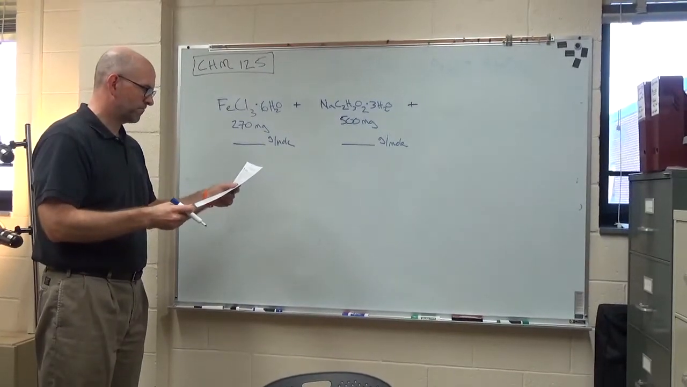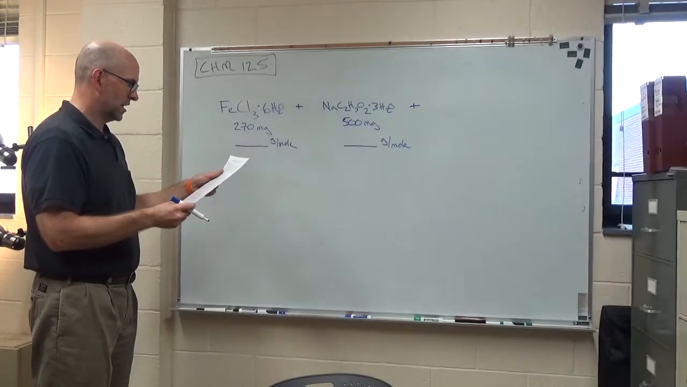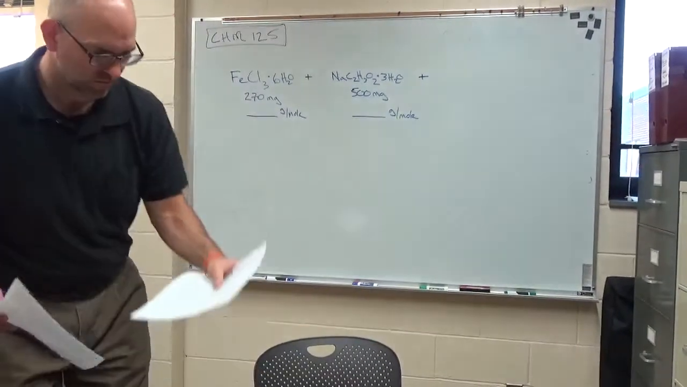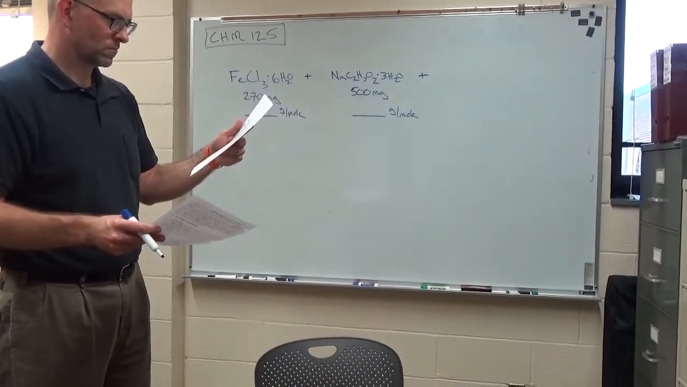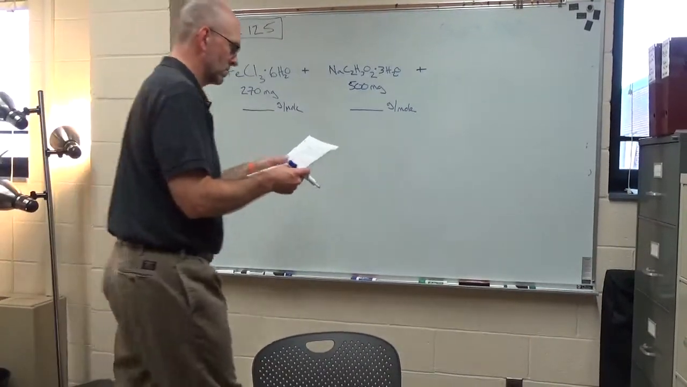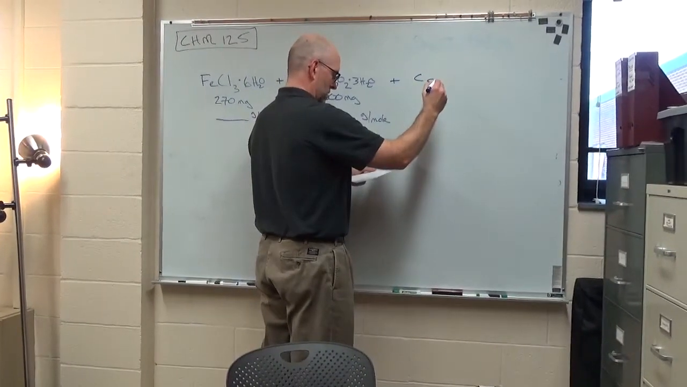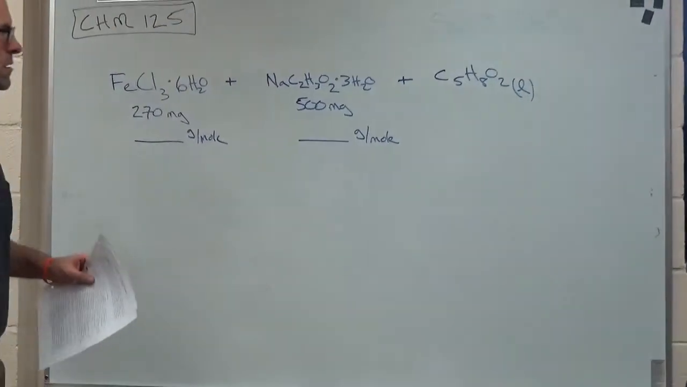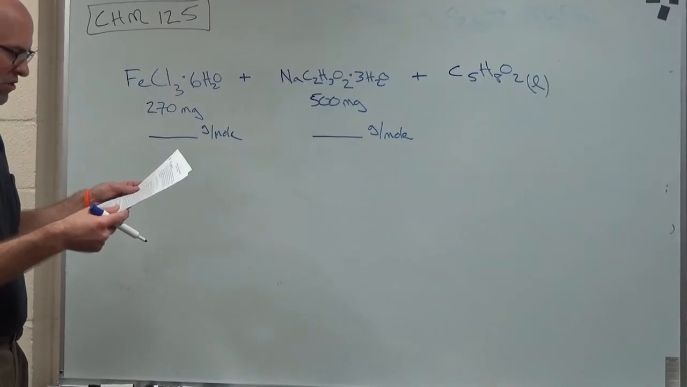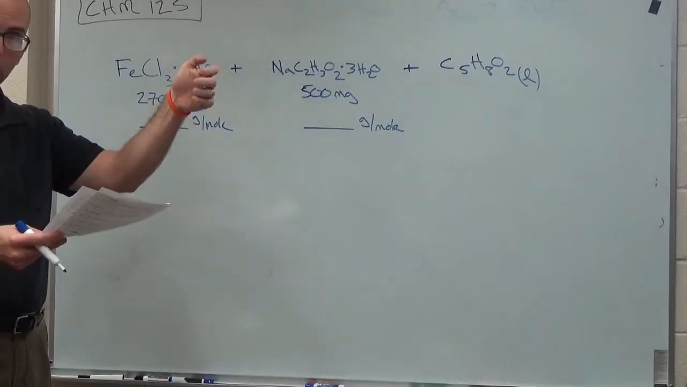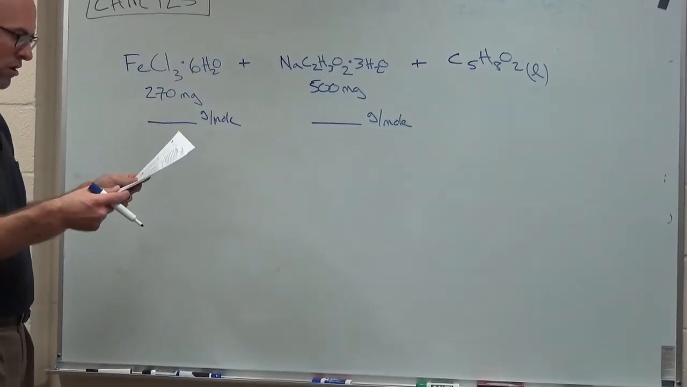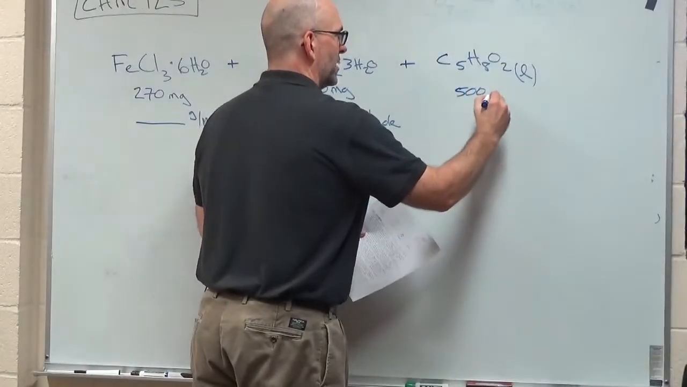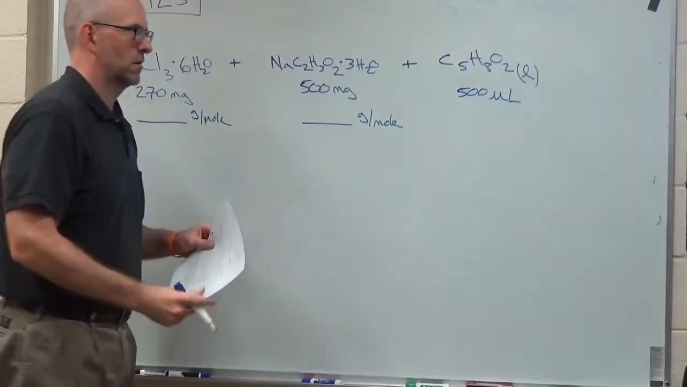You may want to turn your lab notebook sideways when you do this. Then we're adding the last reactant, acetylacetone, I think that's what it's called. Let's see how much we're adding there. Yeah, it's acetylacetone, C5H8O2, but that's a pure liquid. So mass wouldn't make a whole lot of sense here, so we're going to use a volume by using those Eppendorf pipettes. Most people know what those are. You dial in the volume and you go from there. We're using 500 microliters.